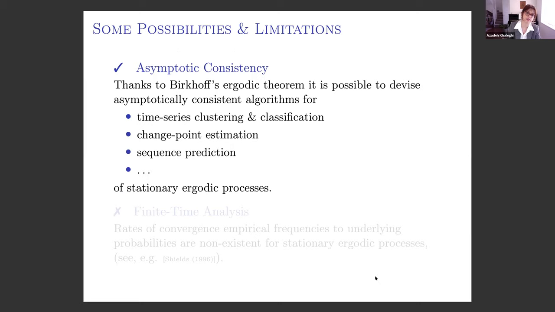So essentially, because we have law of large numbers, we can have some asymptotic consistency for problems such as time series clustering and classification, change point estimation, sequence prediction, and so on. So time series clustering is an example where, in a clustering problem, you want to put together data points that are more similar to each other. So here, each data point in itself is a long sequence of observations. So you can think of this as a sample generated by some unknown stationary and ergodic process.